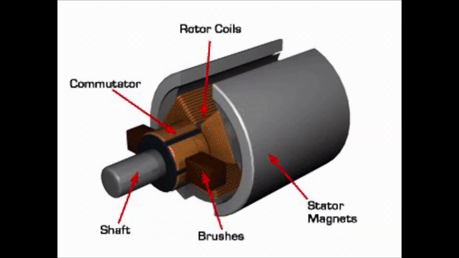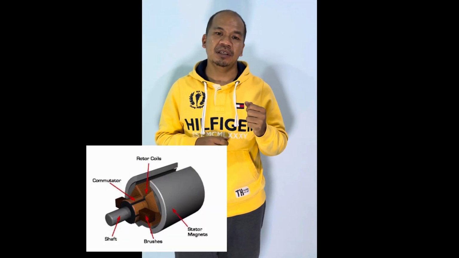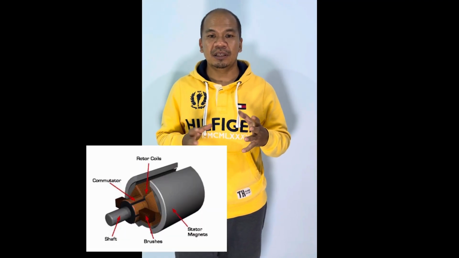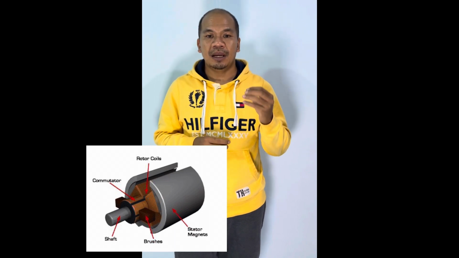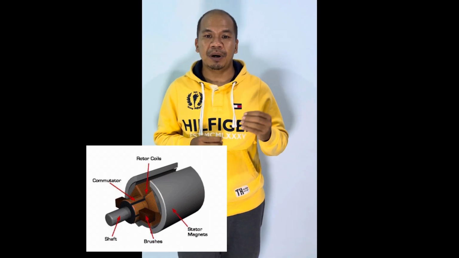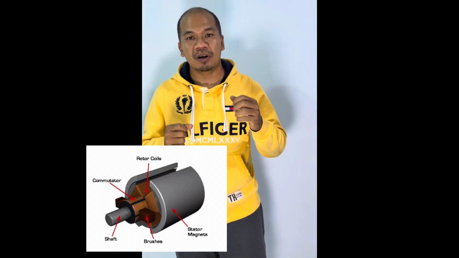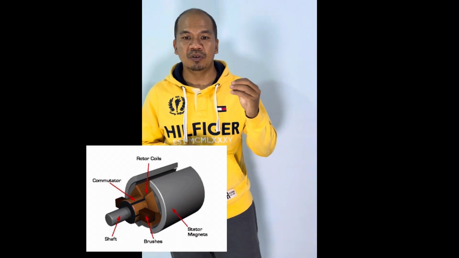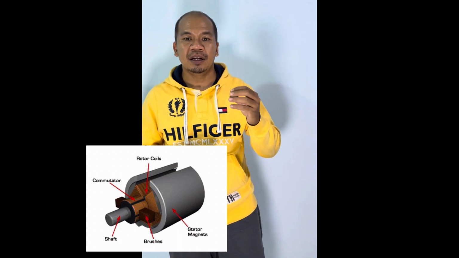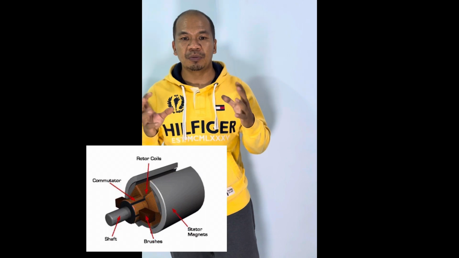After that, we have the commutator. This part is composed of copper bars and these bars are insulated from each other. The armature winding is connected to the commutator. The last one is the brush. This part is placed against the commutator surface. The brush is used to connect the armature winding to the external circuit through the commutator.